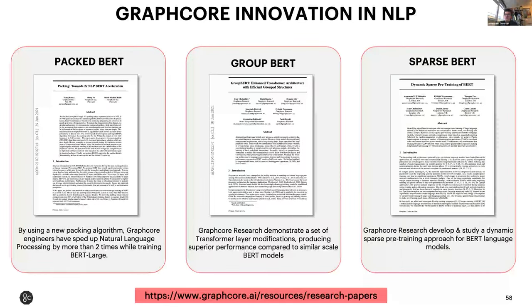GroupBERT is looking at adding group convolutions. So again, this is where we chop convolutions up along the depth axis. And on the IPU, that can give you a really nice performance advantage in terms of accurately training the model, not having so many parameters, and getting nice performance there. And then finally, also looking at sparse pre-training of BERT. So another area of interest that the IPU could be really helpful for.